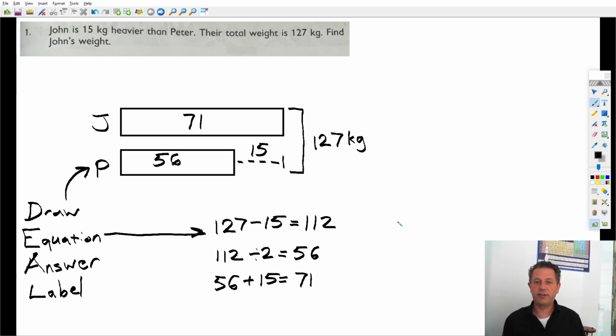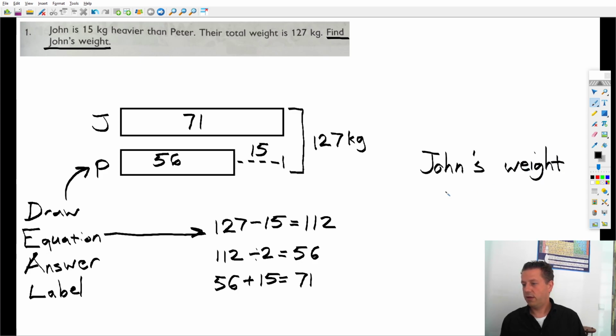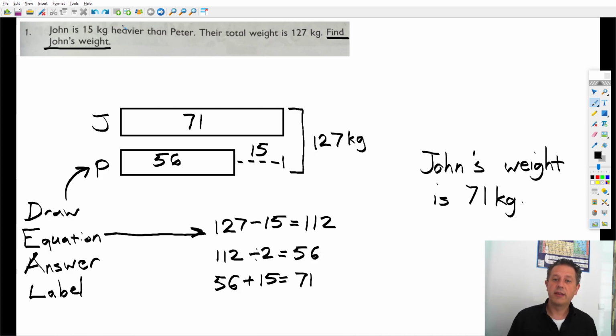So then my answer might look something like this. Copying the question, I could say John's weight is 71 kilograms. Oops, my pen does not like making dots. And that will be my final answer. So that is how we do an addition or subtraction kind of story problem bar.